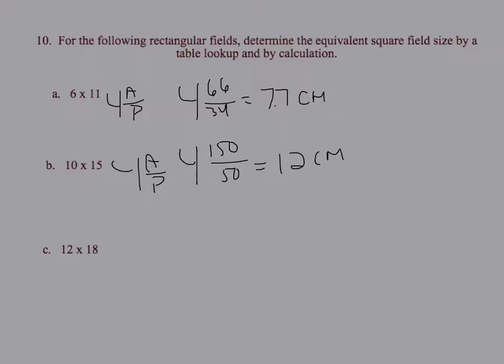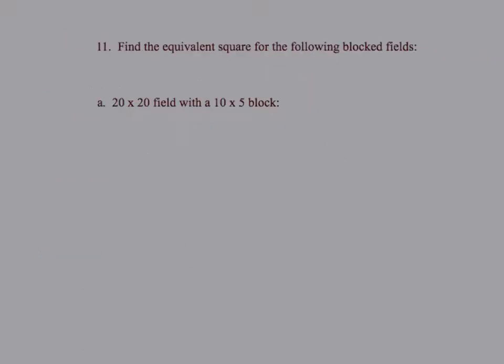And for this last one, we have 4 times 216 over 60, and that gives you a 14 cm square. For number 11, find the equivalent square for the following blocked fields. So now with this, we have to take into consideration the actual field and what's blocked. Okay, so step 1, for a 20 by 20 field, the total field size, let me erase that because that's scribbling there. All right, the total field size, it's a 20 by 20, so that's 400.